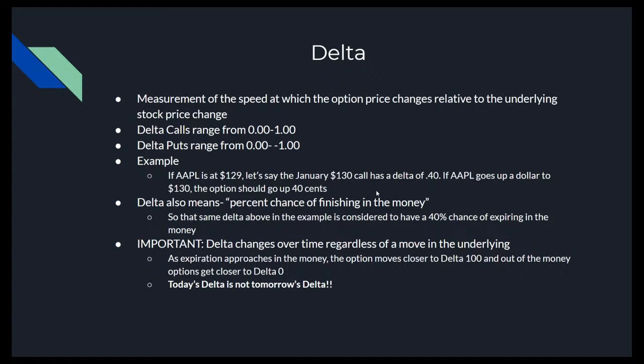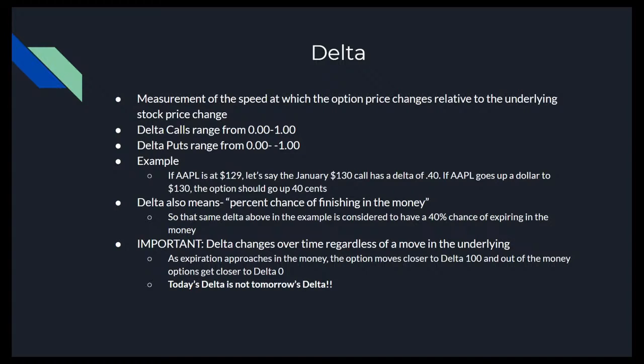All right. So today's subject is going to be on the Greeks, our favorite. So let's get started. So delta, one of my favorites and one of the most important. Basically, it's the measurement of the speed at which the option price changes relative to the underlying stock price.